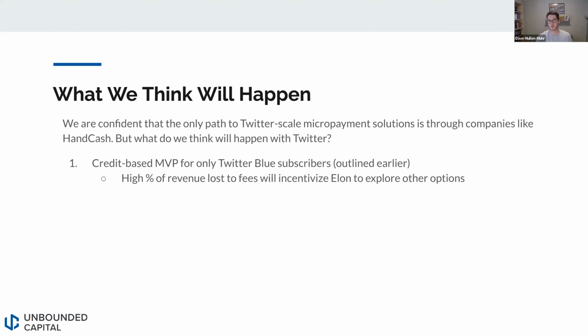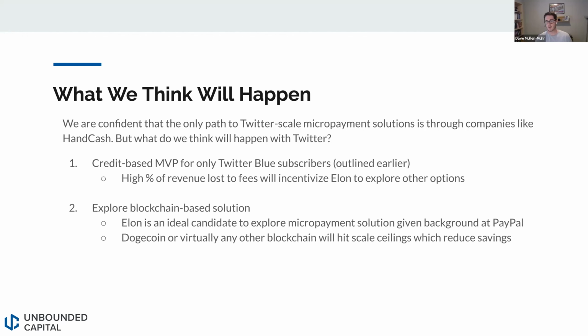So I think over time, this is going to incentivize exploring other options. And I think those other options will probably be blockchain based. Elon is kind of an ideal candidate to explore this type of thing since he has a micropayment background from PayPal. He's also very interested in blockchain technology. So I think exploring Dogecoin would be a likely outcome when they do tiptoe into blockchain. The problem is that Dogecoin or virtually any other blockchain other than Bitcoin SV is going to hit scale ceilings. And those scale ceilings are going to result in higher transaction fees on the blockchain. And then you're kind of back to the initial problem of losing revenue to transaction fees.